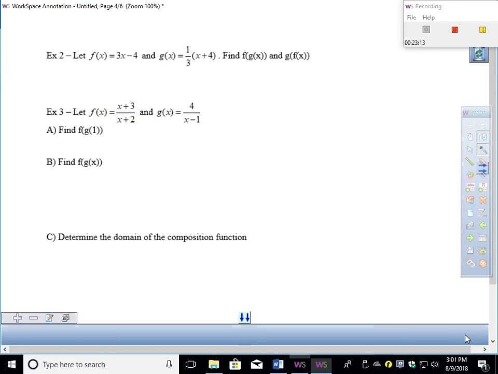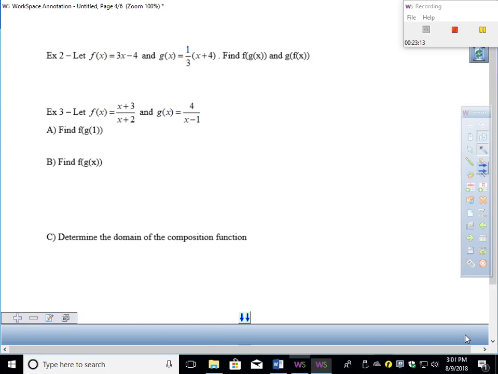Cool. Let's do example 2. Keep this moving along for you. So these two functions have a particular relationship. It's the only reason I put this here. So we're going to do f composed of g and g composed of f, and then quickly move on to example 3, which algebraically is a little harder.